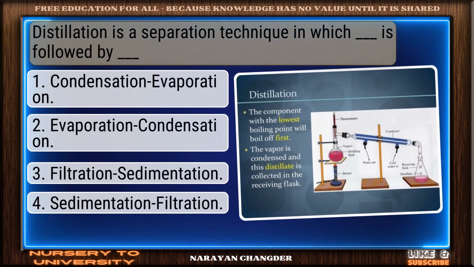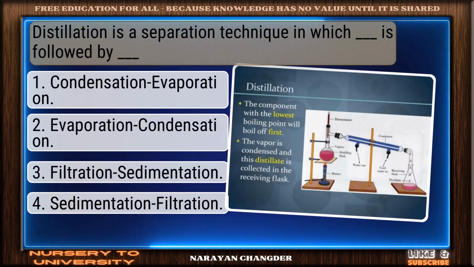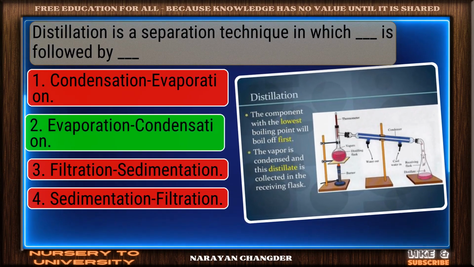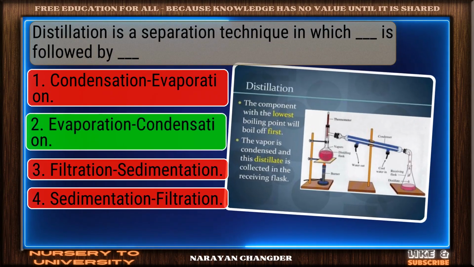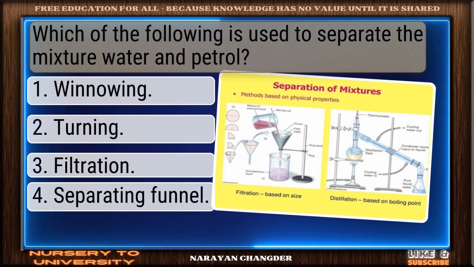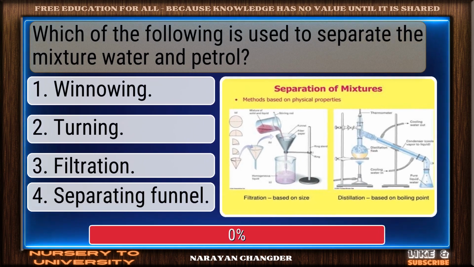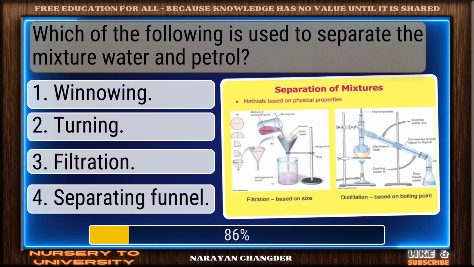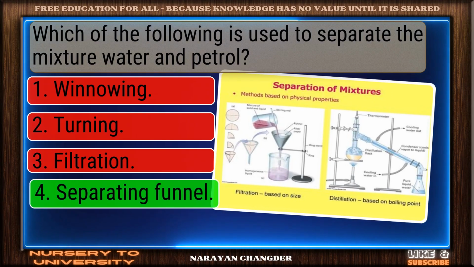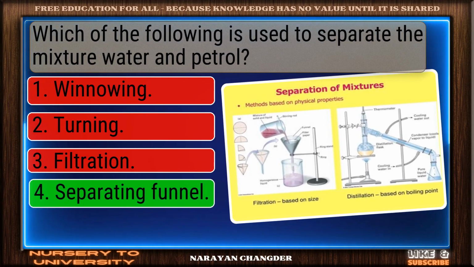Distillation is a separation technique in which dash is followed by dash. Nicely done. Evaporation condensation is a solid answer. Which of the following is used to separate the mixture water and petrol? Clear logic. Your choice, separating funnel, is sound and 100% true.